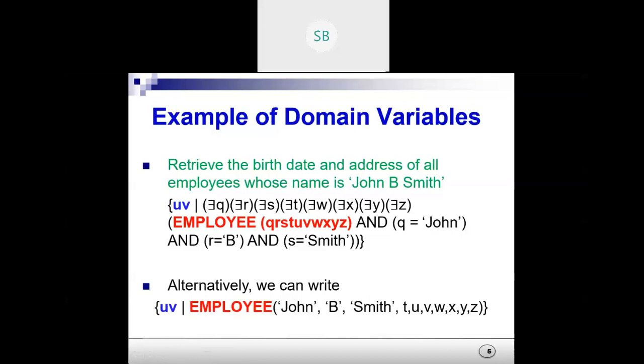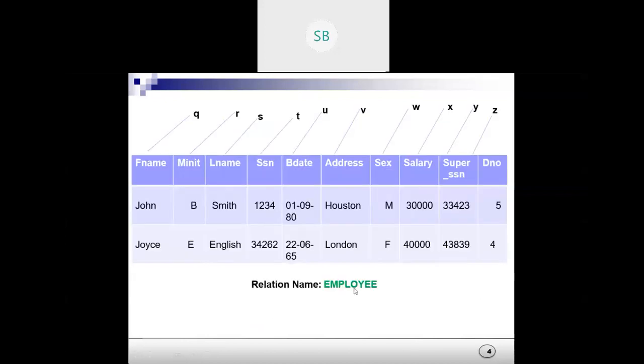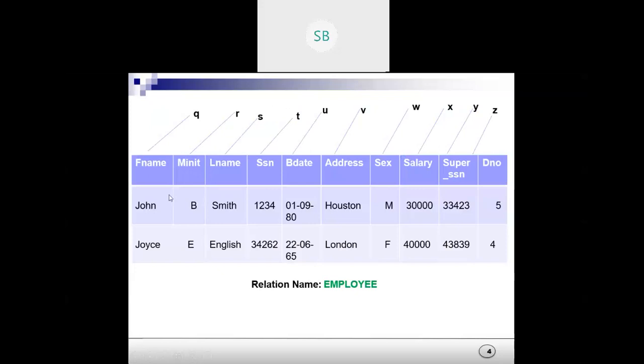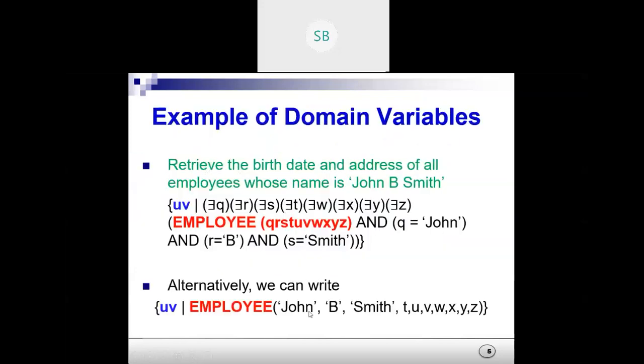Now which part haven't you understood? If this is a bit complicated, you can go for this one. You want to find the birth date and address, then you write from which table, the employee table, right? The name of the table was employee. Employee whose first name is the first variable. The first variable was Q, so it's the first name. You just replace it with the values: first name is John, B, Smith. Am I understood?